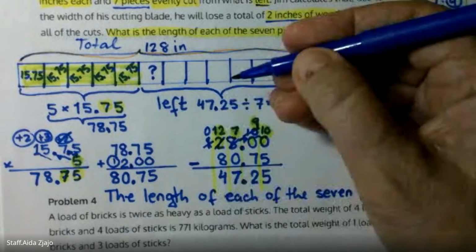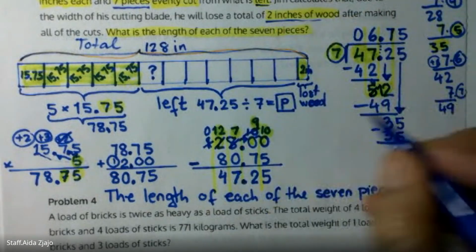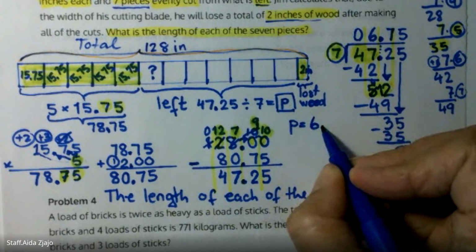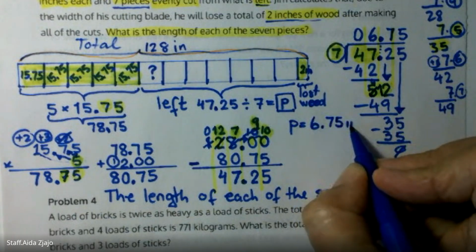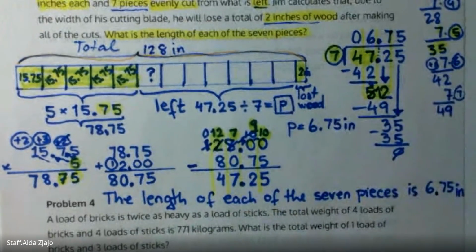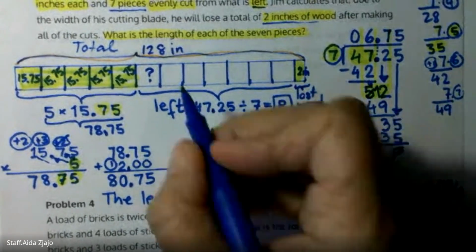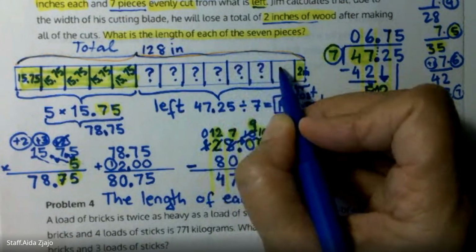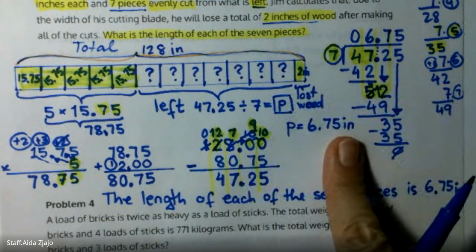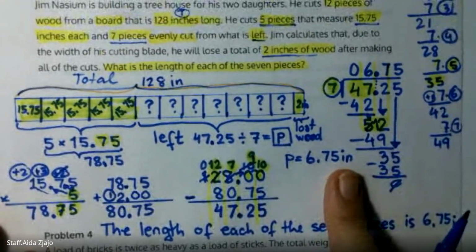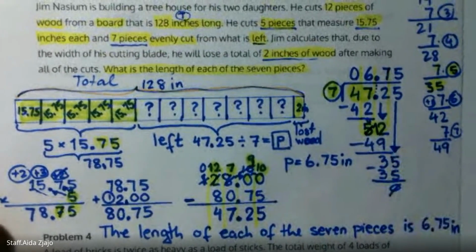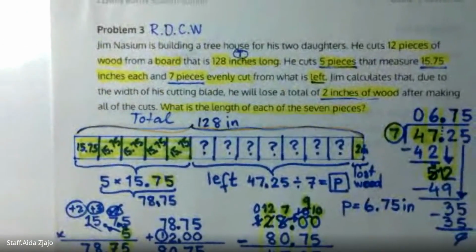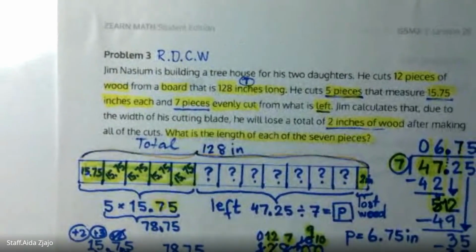I can also add here that P equals 6 and 75 hundredths inches. But I want to also add something. This is what we were looking for, and we just found each of these pieces is 6.75 inches. What I would like you to introduce here, because you're 5th grade, is that sometimes people create an expression to solve the problem.